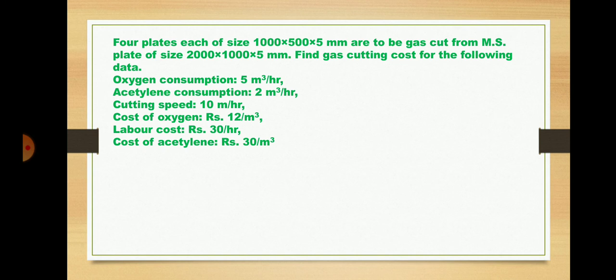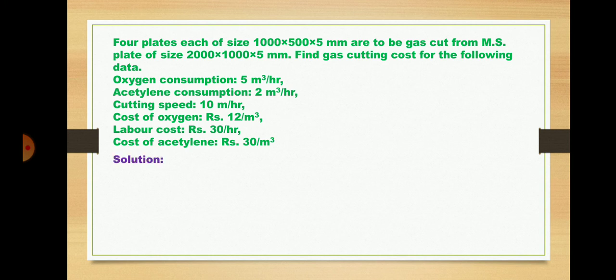Plates each of size 1000 into 500 into 5 mm are to be gas cut from an MS plate of size 2000 into 1000 into 5 mm. Find the gas cutting cost for the following data. Oxygen consumption 5 meter cube per hour. Acetylene consumption 2 meter cube per hour. Cutting speed 10 meter per hour. Cost of oxygen rupees 12 per meter cube. Labor cost rupees 30 per hour. And the cost of acetylene rupees 30 per meter cube.